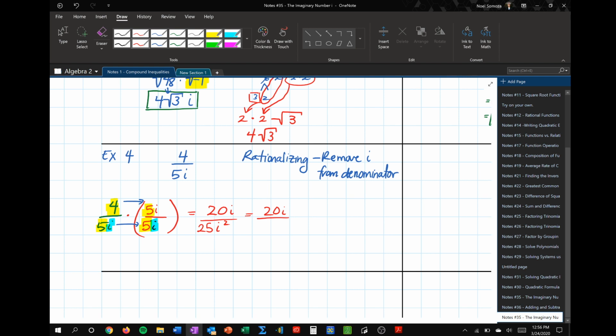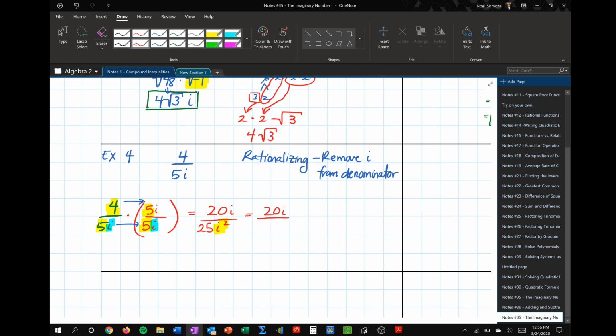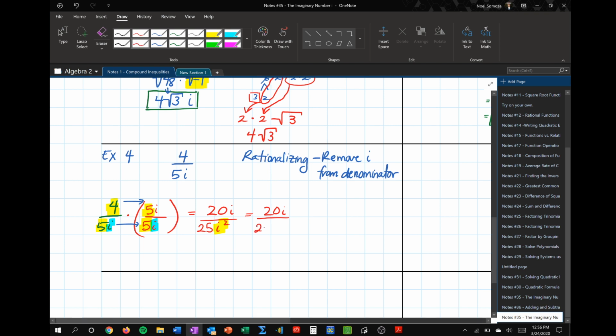Notice what you have now. What do you recognize about i squared? What does it equal? Right? So it's 25 i to the second power. Remember that that's just equal to -1. So this is where you make the switch. You make the substitution. So now, instead of having an i squared in the denominator, it switches to a -1. And so really what you have now is 20i all over -25. So you've accomplished the job of getting the i out of the denominator.